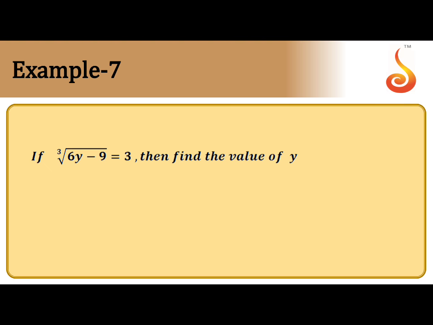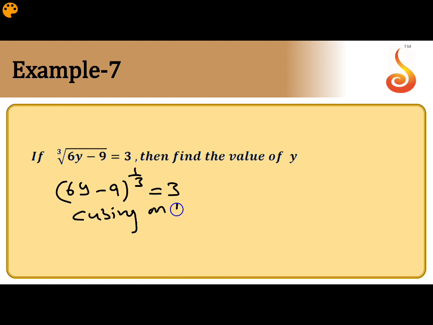Next, if cube root of 6y minus 9 equal to 3, then find the value of y. So here, what root is there on the left side? Cube root is there. So you can write this one as 6y minus 9 whole power 1 by 3, because cube root, equal to 3. We want to find the y value, which means you have to cancel the cube root. So what you can do is just cube on both sides.